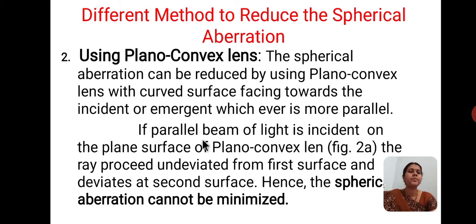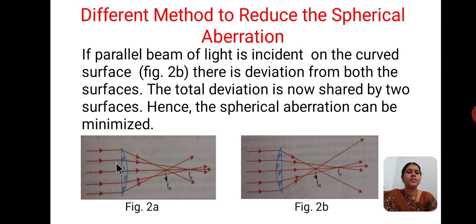Suppose now a parallel beam of light is incident on the plane surface. What happens here? Now we will see in this figure. The plane surface, now you are making the ray of light incident. A parallel beam of light is incident on the plane surface. So what happens here? When the ray passes through the plane surface, it goes undeviated.